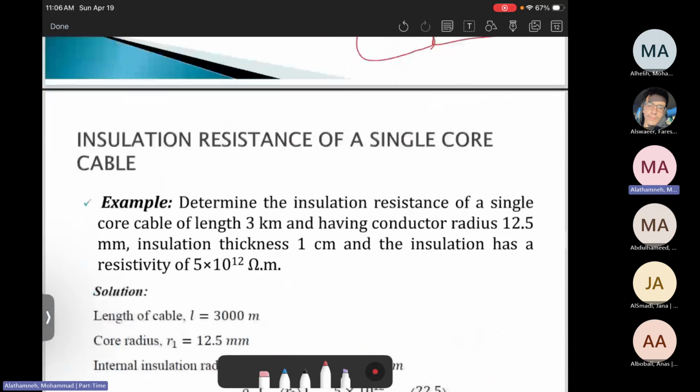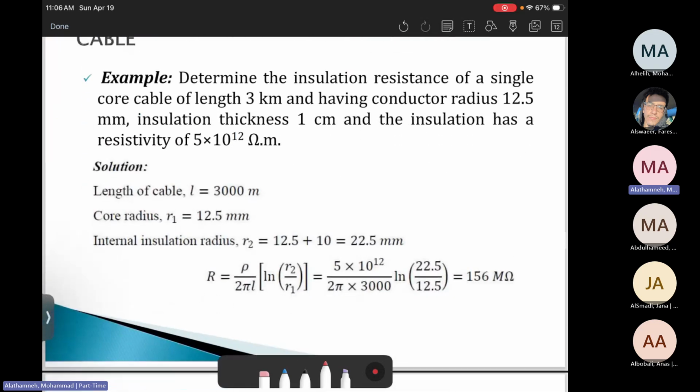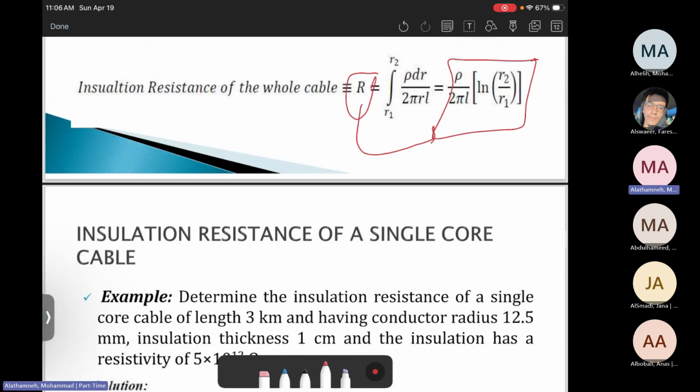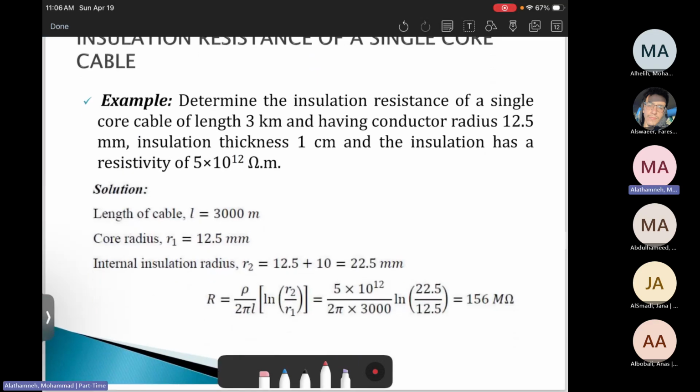Okay. Then here we can calculate R using directly this formula, rho over 2 pi L ln R2 divided by R1. Let's look at this one. Assume we determine the insulation resistance of a single core that has the length 3 kilometers and the radius 12.5 millimeter, insulation thickness 1 centimeter, and insulation has the resistivity 5 times 10 power 12 ohm meters.